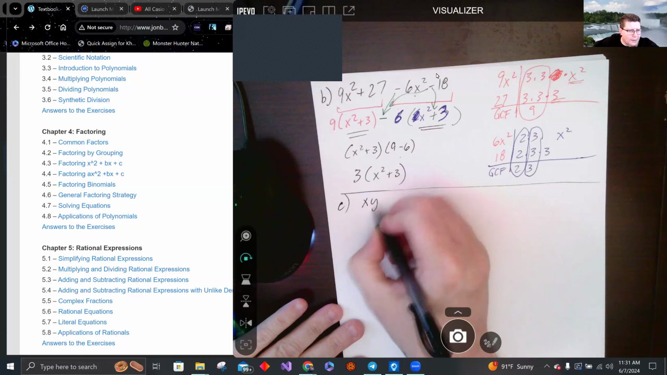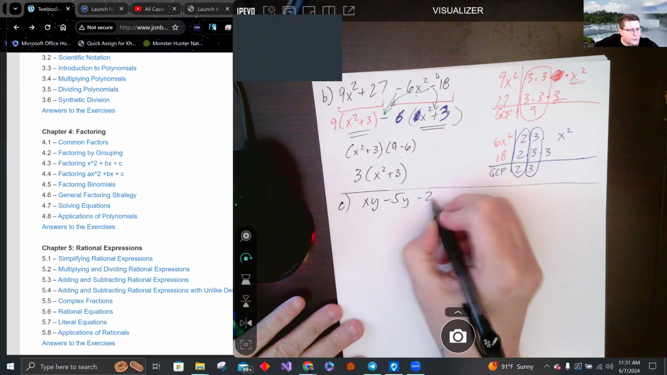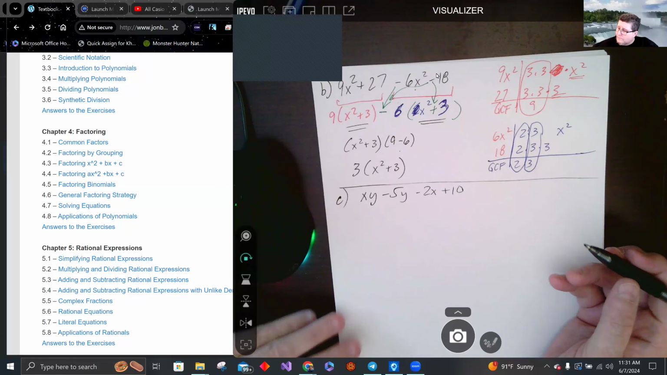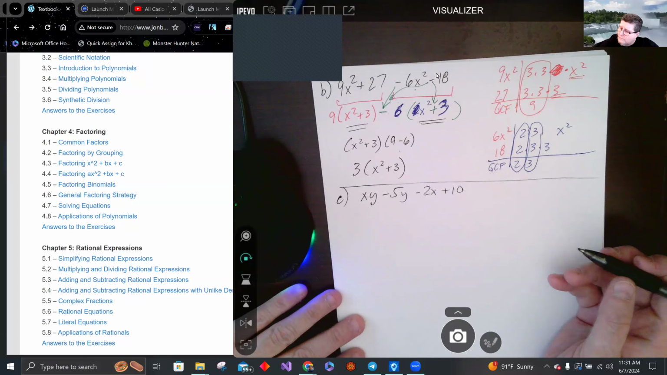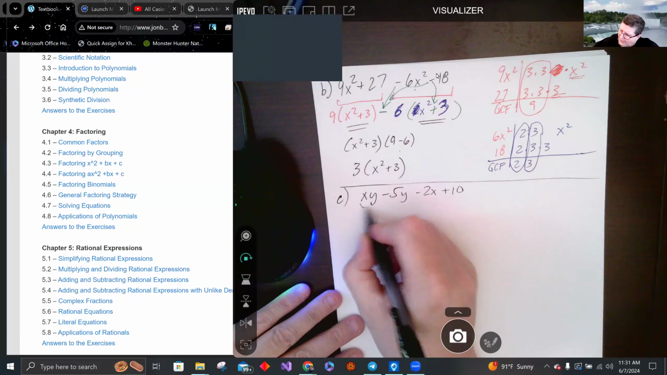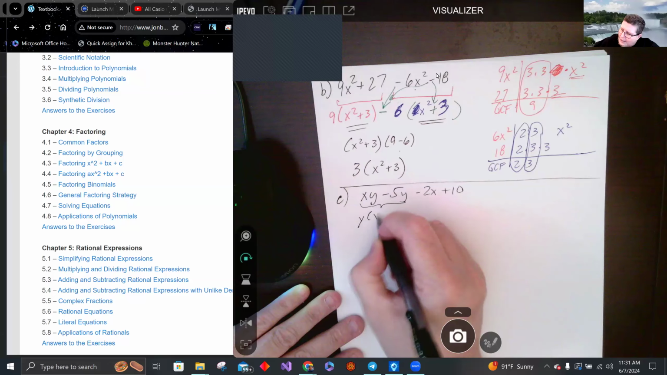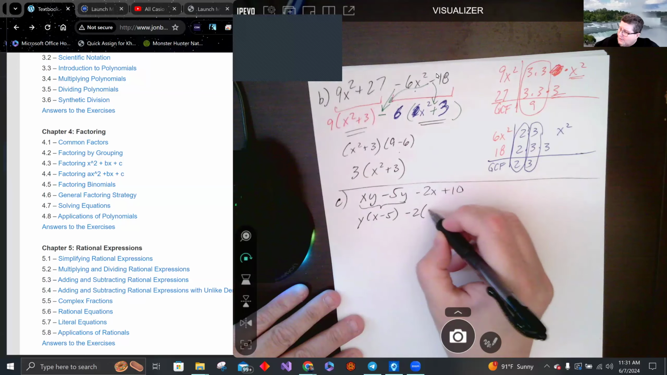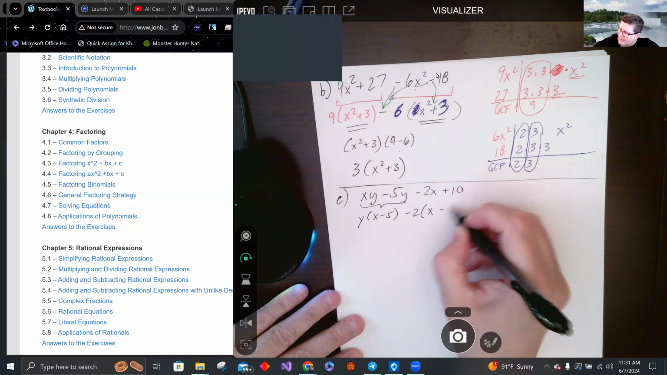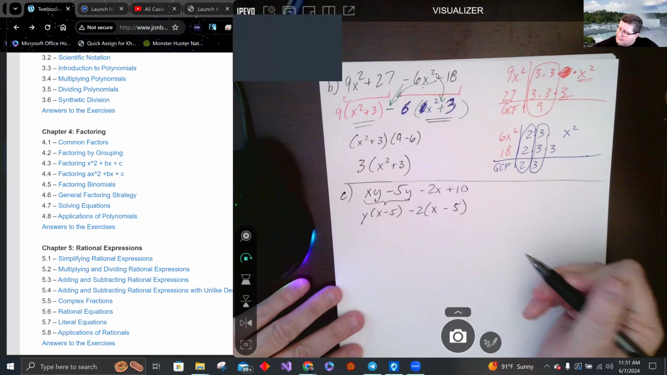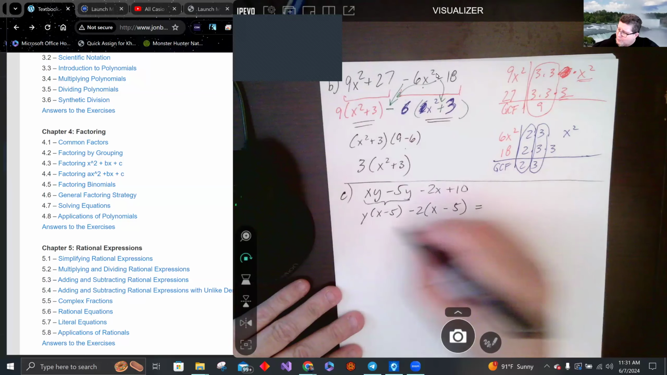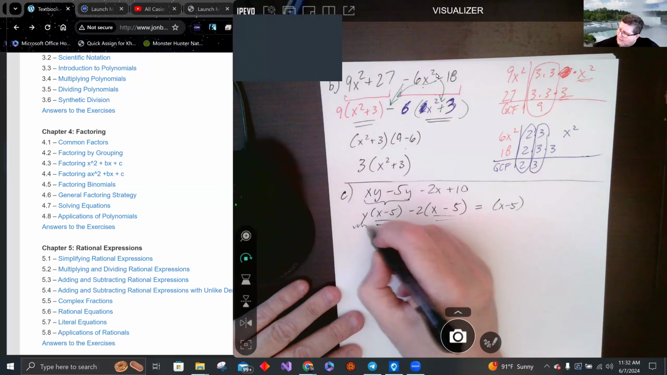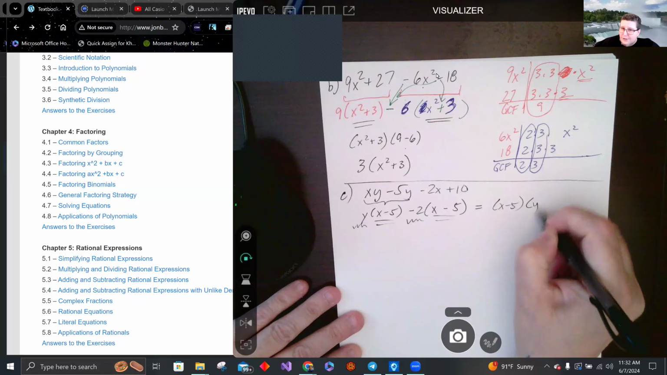Next one, xy minus 5y minus 2x plus 10. It looks like I can see these only have a y in common. And if I pull out a minus 2, 10 divided by minus 2 is negative 5. So I finished putting them together. I have x minus 5 times y minus 2.